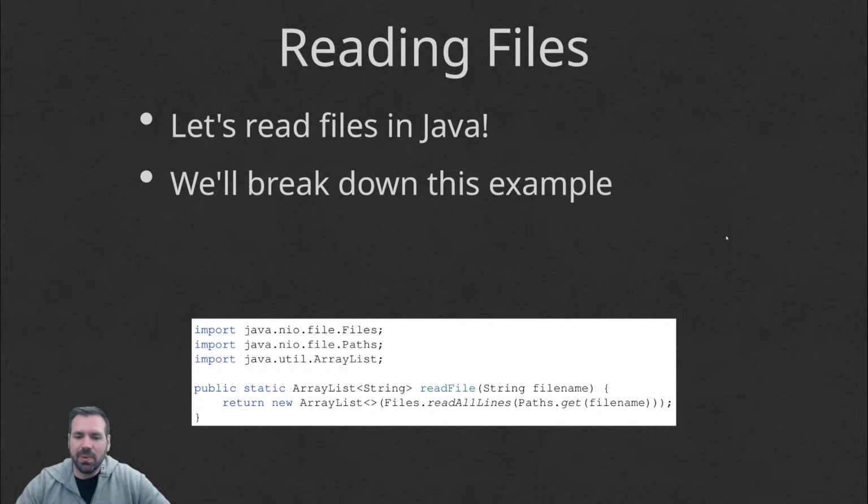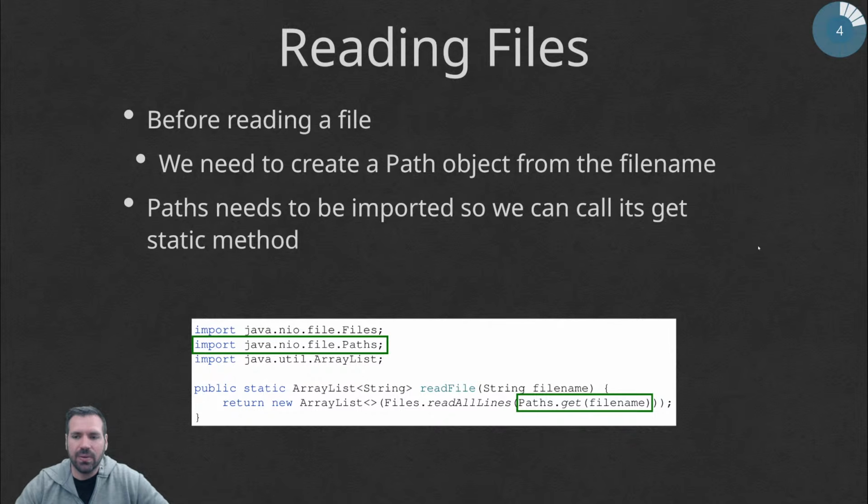So let's look at this example. Let's break down exactly how we're going to read files in Java. There are multiple ways to do this. This is the way that I want to see in 116. This is the easiest way to read a file in Java if you want to read all the lines of a file, which is our use case.